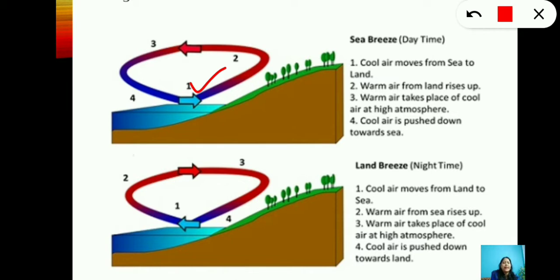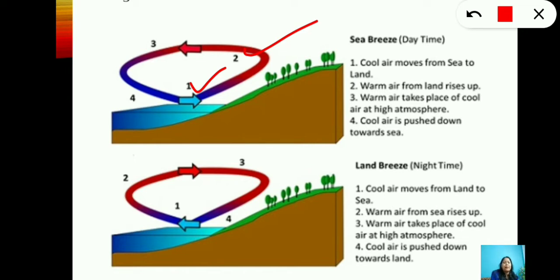Point number 2, in the second step, what happens? The warm air from the land rises up. So you can see from here in point number 2, the warm air from the land rises up. And in point number 3, what happens? In step 3, warm air takes the place of cool air in the high atmosphere. And at point number 4, what happens? Cool air is pushed down towards the sea. So again, the cool air is pushed down towards the sea.